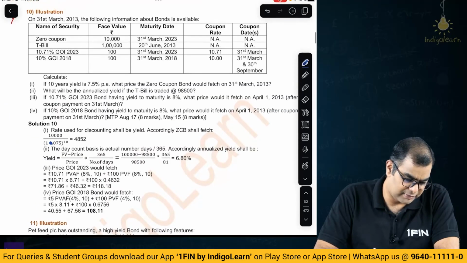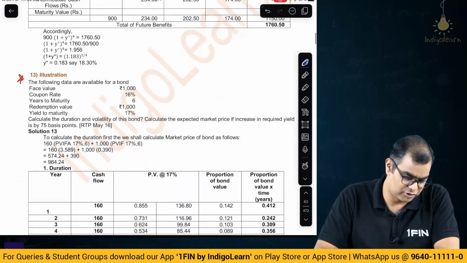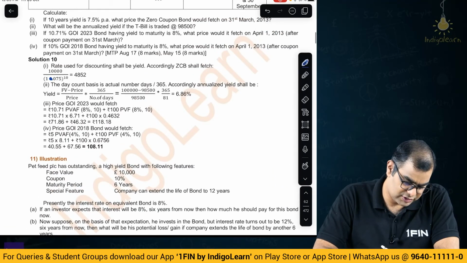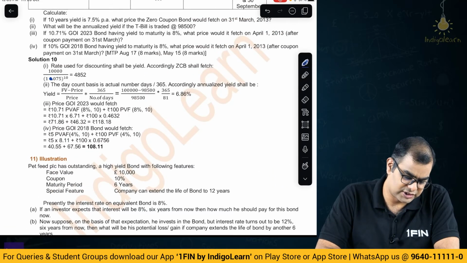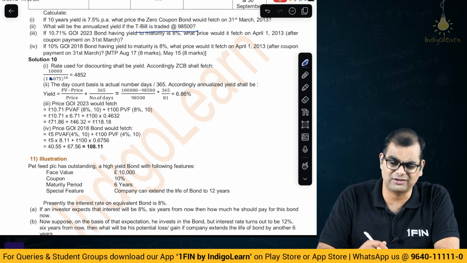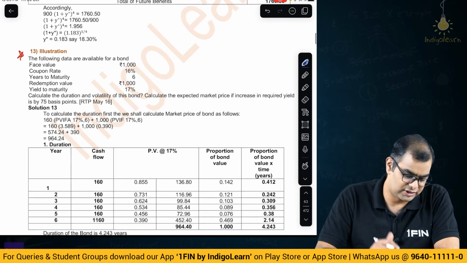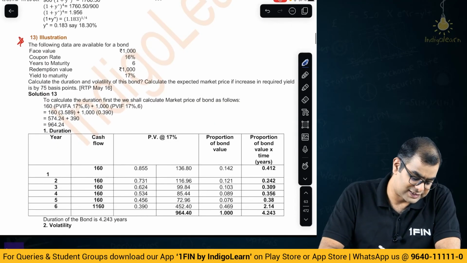In this question 10 also we will come back because this is a question related to some concepts that we have not learned so far, which is annualized yield and all that. We will learn that. It is not complex, very simple. But I want to do it together so that there is a sense of continuity. Next, let us look at this question.